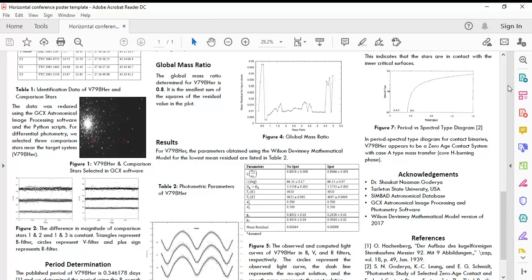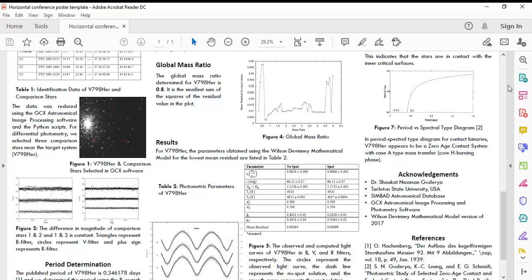Since I used mode 3 for contact binary system in the mathematical model, with one of its constraints that potential of one star is equal to the potential of the second star, it is 3.5539 in no spot solution and 3.5733 in spot solution.